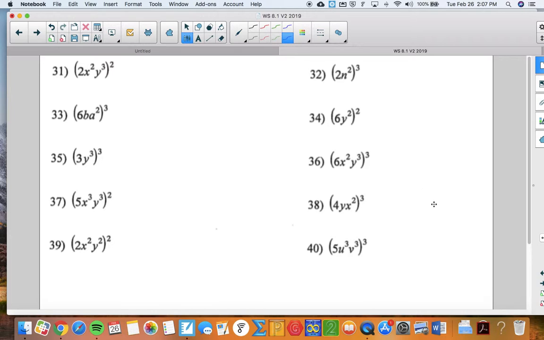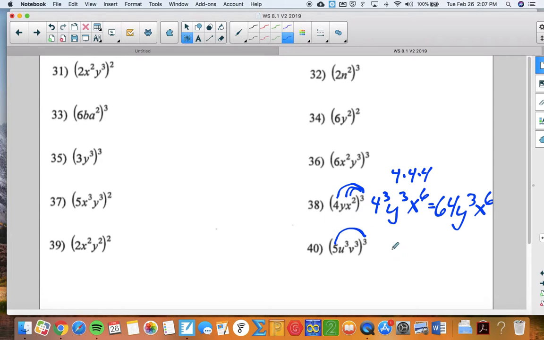I'm going to skip down here to number 38. So we sprinkle the power of 3 to the numbers and to each of the respective bases or variables. So we have 4 to the 3rd. We have y to the 3rd. And then this is not going to be x to the 3rd. It's going to be x squared to the 3rd. So we multiply the powers together. So it's x to the 6th. Now one final thing is we can actually do 4 to the 3rd, which is 4 times 4 times 4, which is 64. So the best answer is 64, y to the 3rd, x to the 6th.